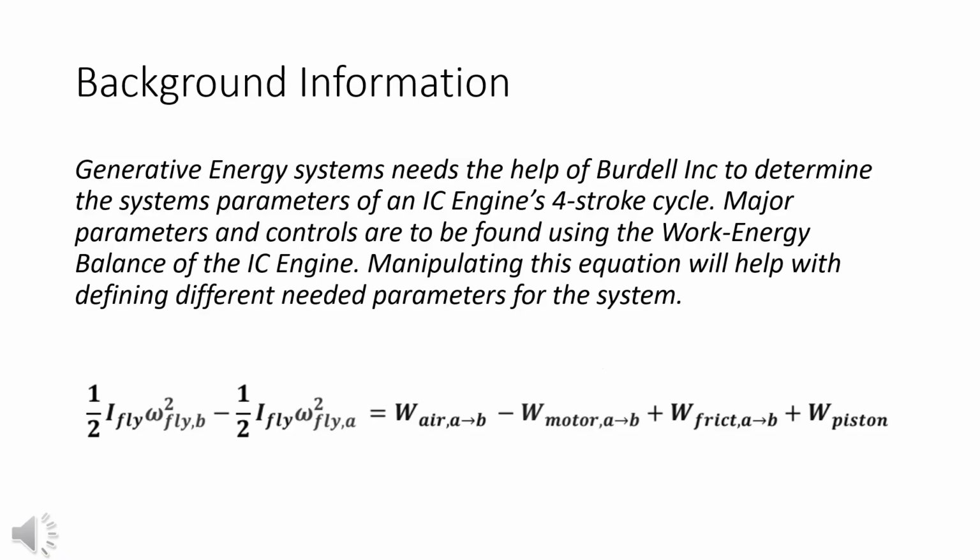The basic rundown is that the company Generative Energy wants us to determine some defining parameters and controls for a four-stroke IC engine. The main theory to be used to characterize the engine is a work energy balance, which accounts for energy transfer and work done by different components in the engine. To find different parameters, a series of experiments will be performed in which changing the setup of the system will allow for the equation to be manipulated and allow for variables to be found.